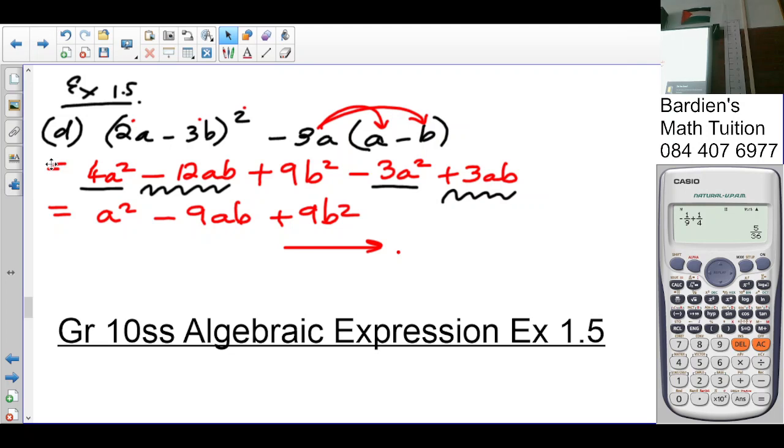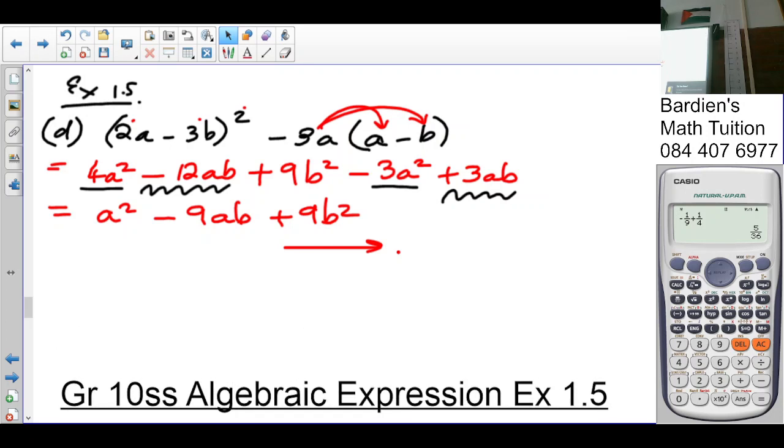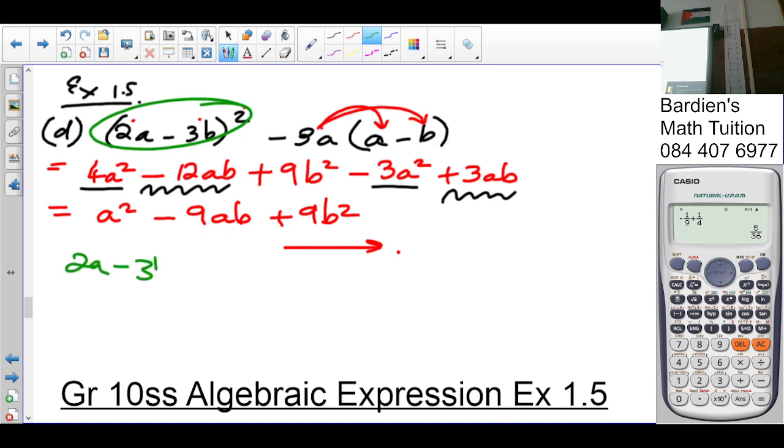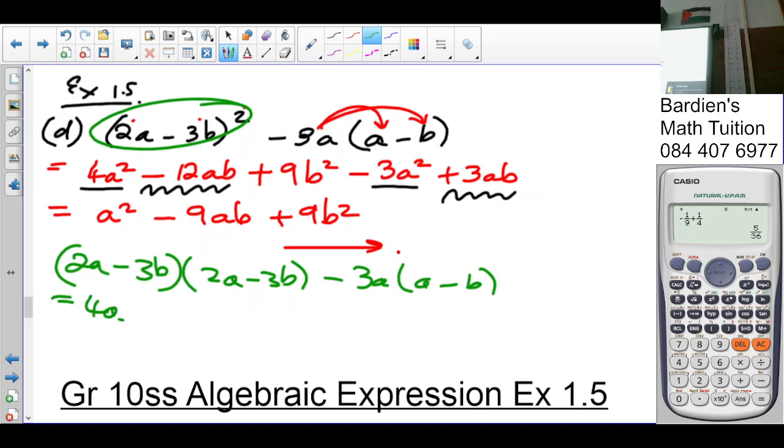Yes, Michael? Where did you go wrong? You wrote the brackets out twice, yes? Which bracket do you write out twice? The first one? That here? Okay, so what did you write? You wrote 2a minus 3b. And you got 2a minus 3b minus 3a into a minus b. Right, read your next line, you have plus 9b squared. That all you wrote?